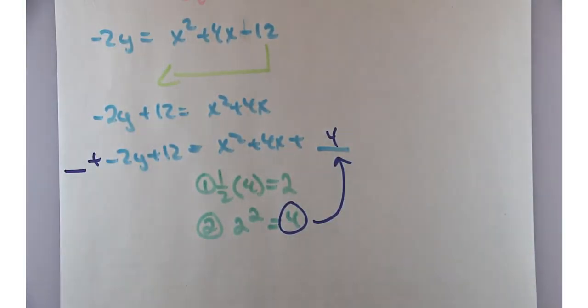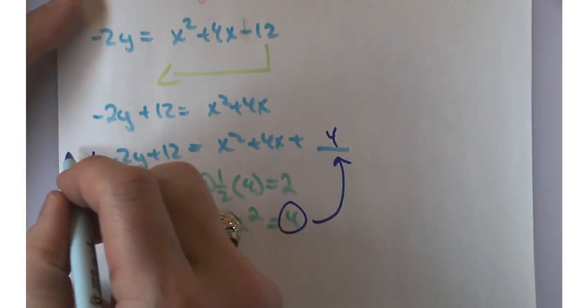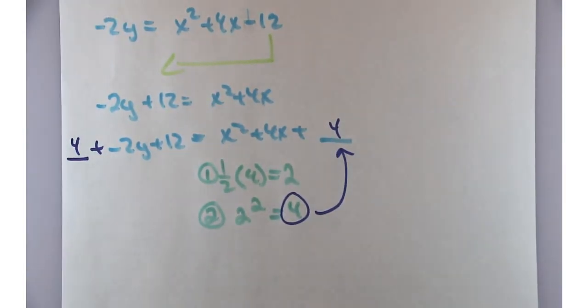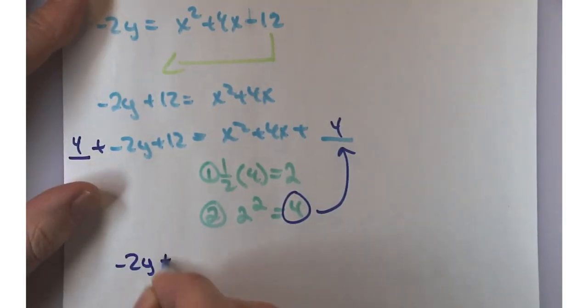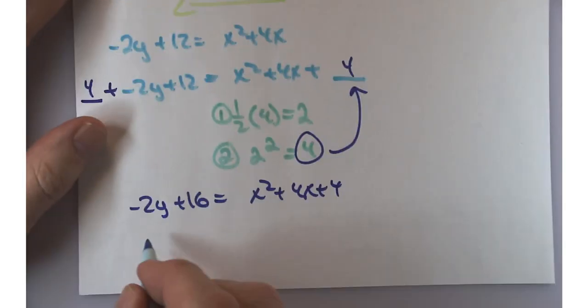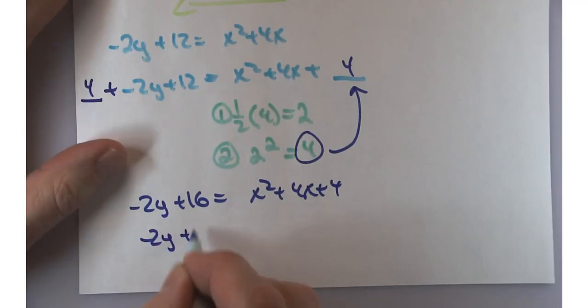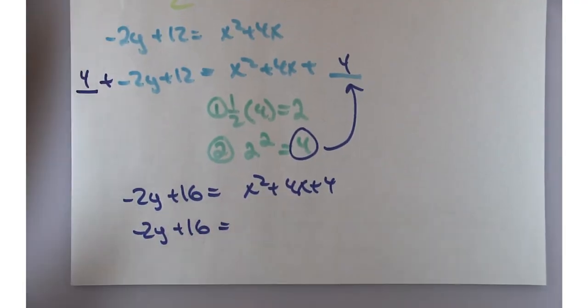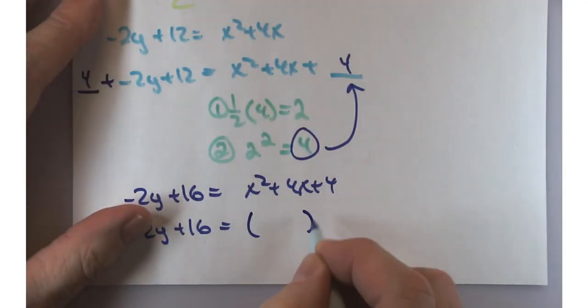And of course, if I add 4 to the right-hand side, what else do I got to do? Add 4 to the left-hand side. So great. We get negative 2y plus 16 equals x squared plus 4x plus 4. Now the right-hand side is exactly what I wanted. That's a perfect square trinomial. We just engineered it to be exactly what I needed. This is the square of a binomial.